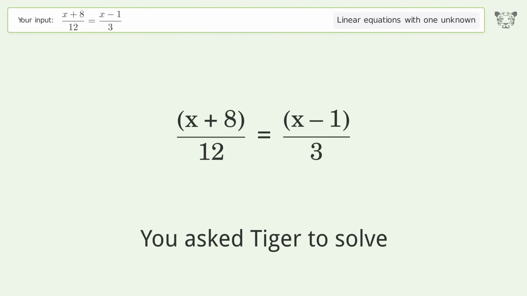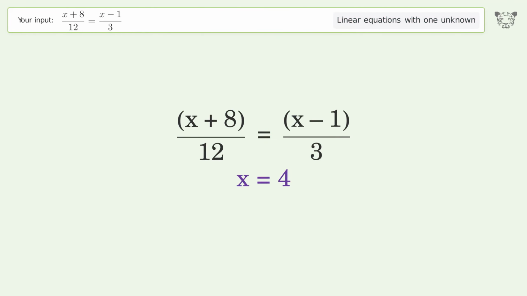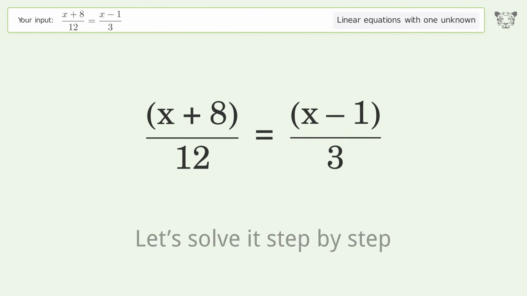You ask Tiger to solve this. It deals with linear equations with one unknown. The final result is x equals 4. Let's solve it step by step.